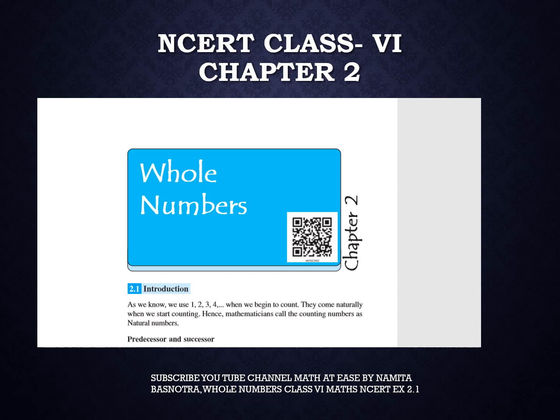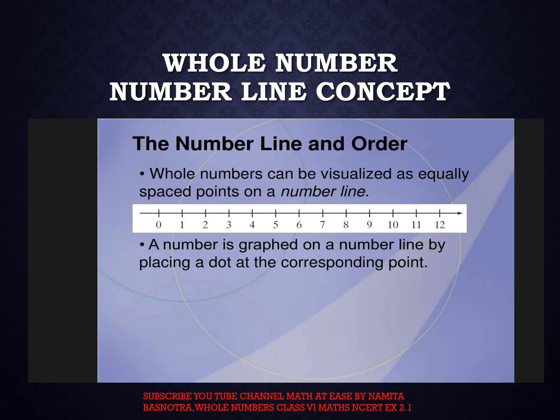So now when you open your book and you open chapter 2, Whole Numbers, this is how it's going to look like. Shall we begin? So here you can see that there's a number line, and this is how we draw the number line, and we order the numbers on it. So the whole numbers can be visualized as equally spaced points on a number line, and a number is graphed on the number line by placing a dot at the corresponding point. So it is important that each number is equally spaced. So the gap between the two numbers should be same.